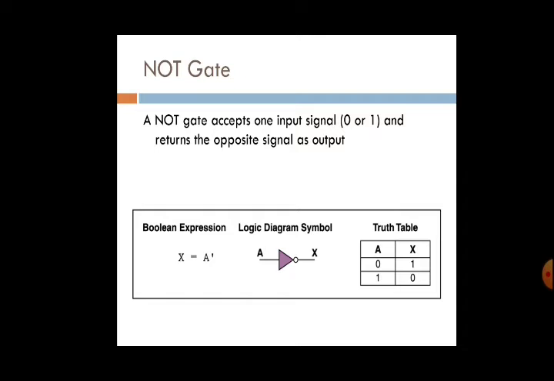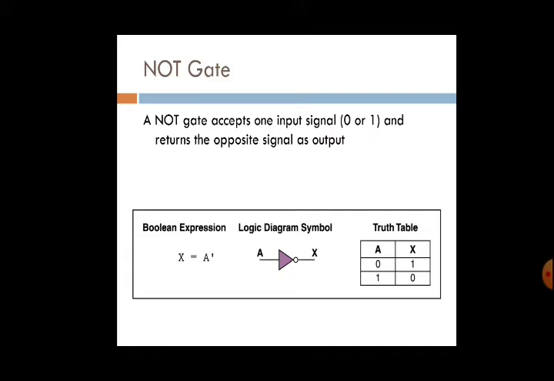A NOT gate has one input and one output. Output is the complement of the input. It is complement, or it's called invert, right? So the output is the invert of the input. When input is at logic 0, output is 1, and when input is at logic 1, output is 0, right? A NOT gate accepts one input signal, 0 or 1, and returns the opposite signal as output.